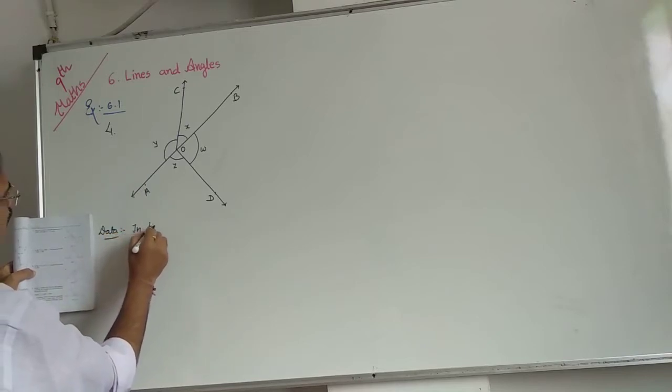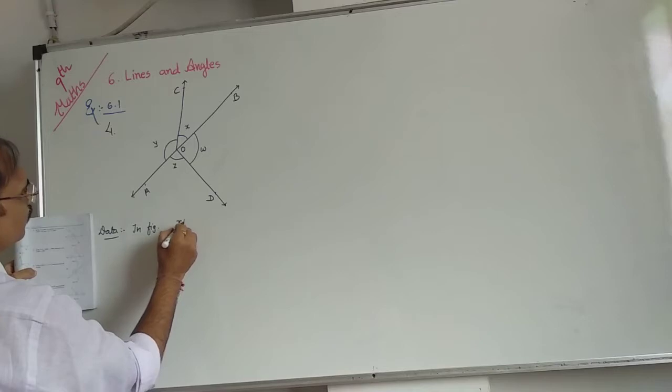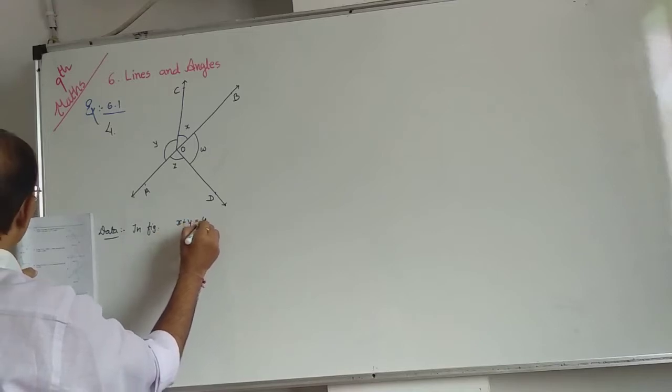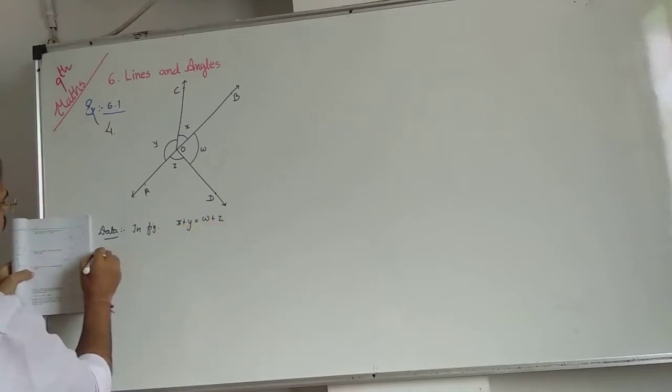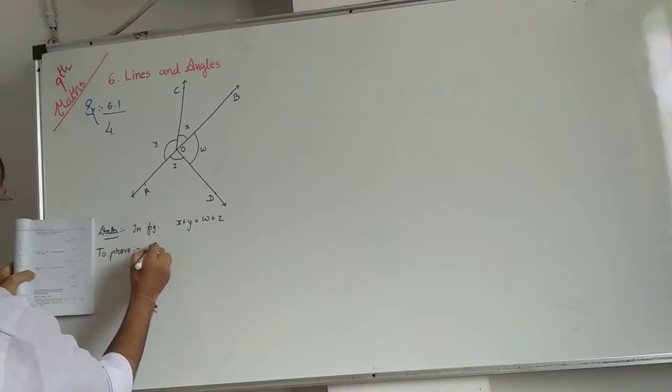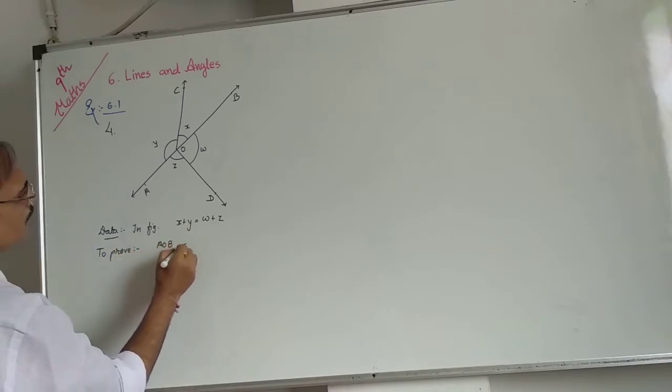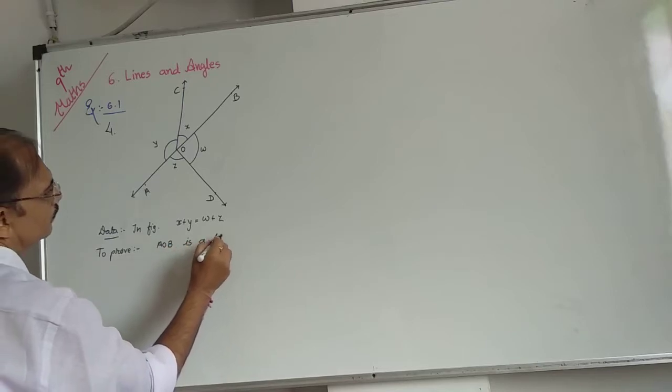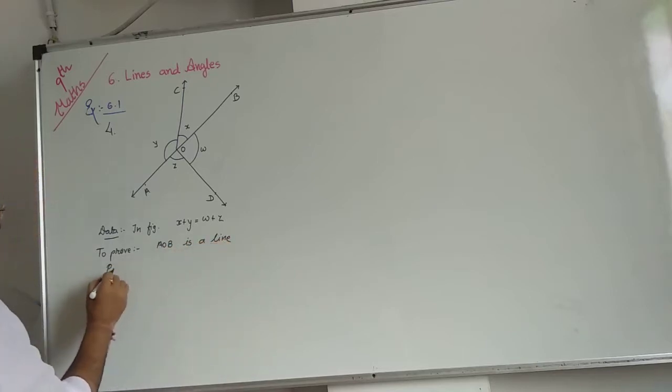In figure, X plus Y equals to W plus Z. To prove: AOB is a line. Proof.